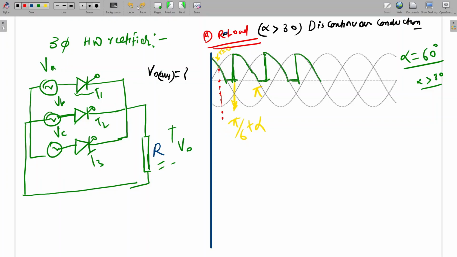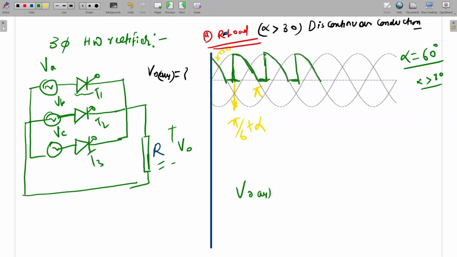So wait, one second. So pi by 6 to pi by 6 plus alpha to pi. We are getting the average voltage from pi by 6 plus alpha to pi. Why is this 0? Since this is a resistive load, it will not conduct, and the output voltage will be 0 since current is 0. So we can calculate the average voltage here also.